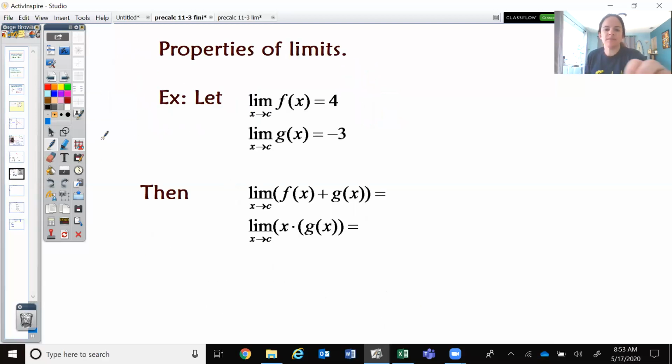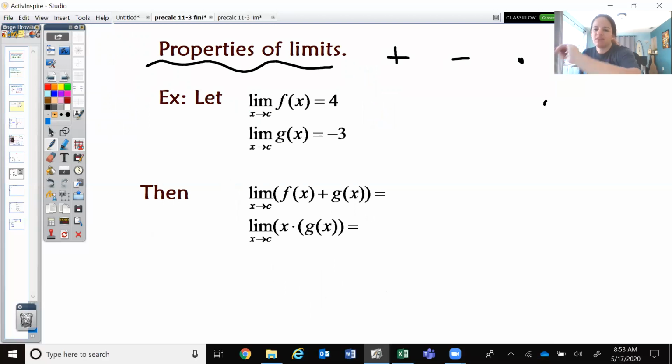Okay, some properties of limits. Limits can be added, subtracted, multiplied by a constant, multiplied by each other, and divided as long as the denominating limit is not 0. So all of those properties that you would think that you can do with limits, you can. So for example, if the limit as x approaches c of f of x is 4, and the limit as x approaches c of g of x is -3, then the limit as x approaches c of their sum would simply be the sum of the limits, 4 plus -3, which would equal 1.